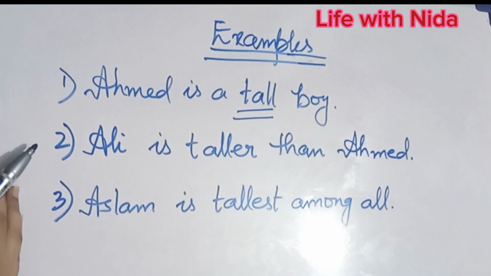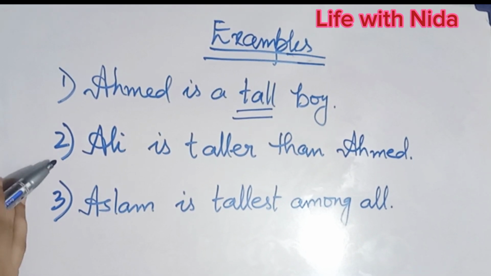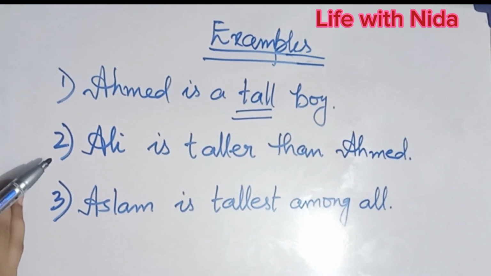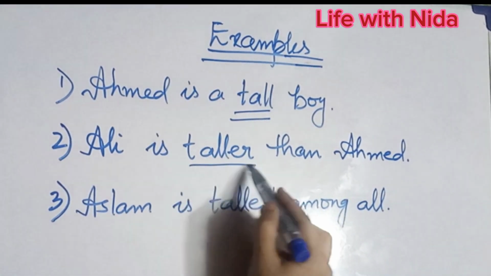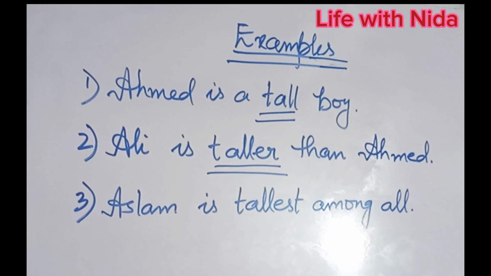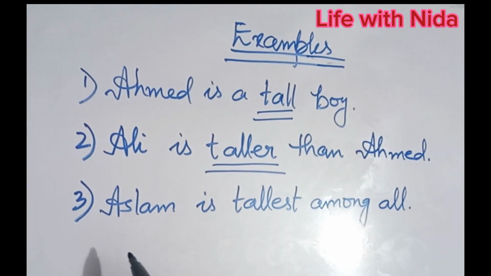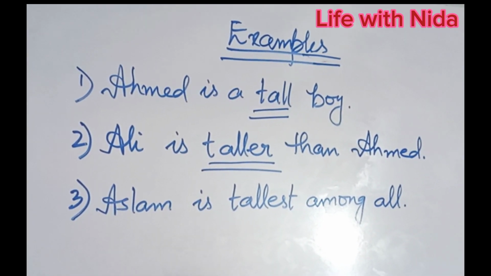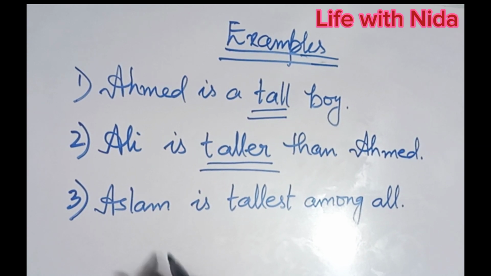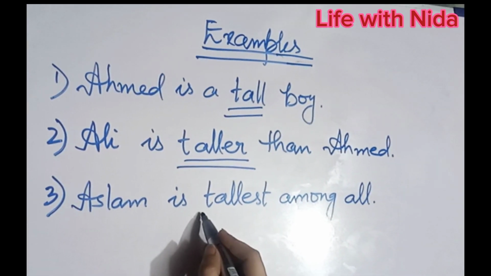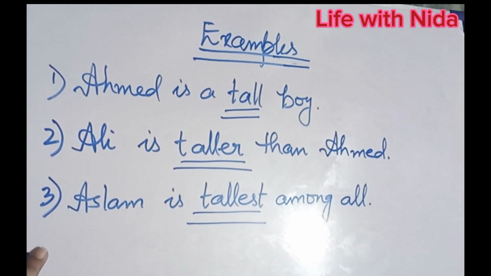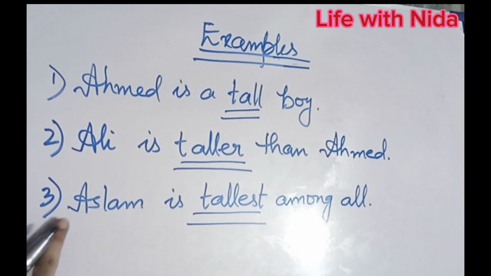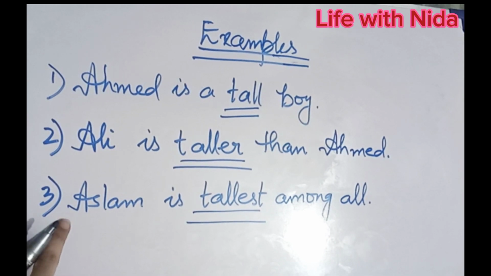Number 2, Ali is taller than Ahmad. So here taller is a comparative degree which is comparing the height of the two persons Ali and Ahmad. Number 3, Aslam is tallest among all. Here, tallest is the superlative degree which is describing the height of the three persons. So, these are the examples of the degrees of adjectives.